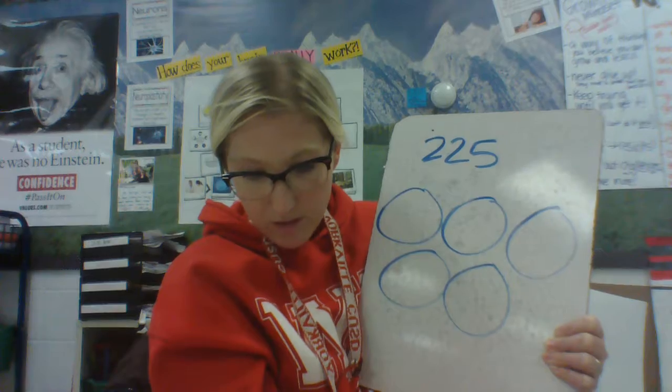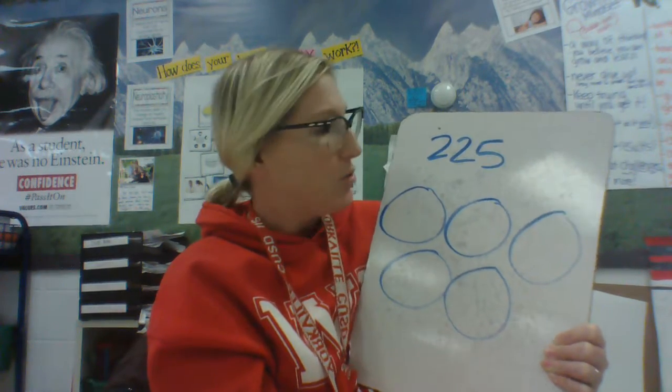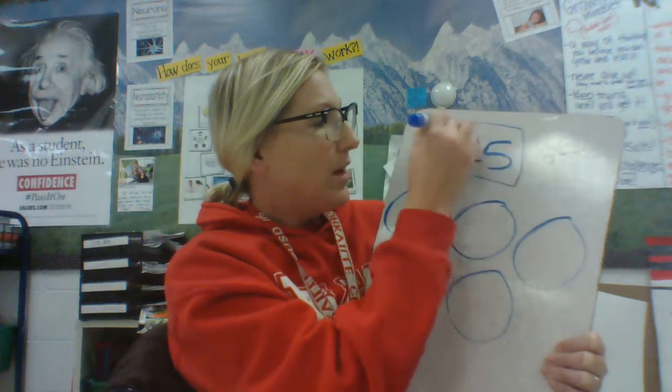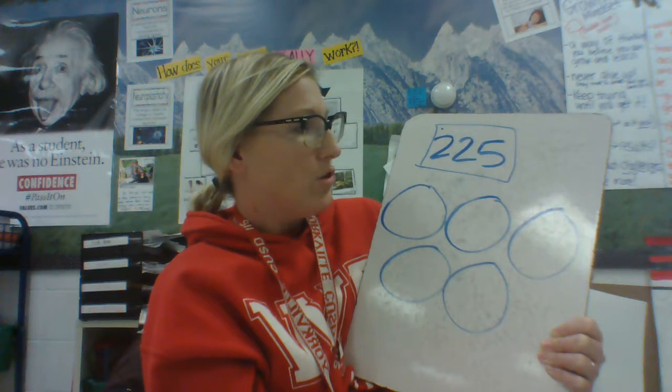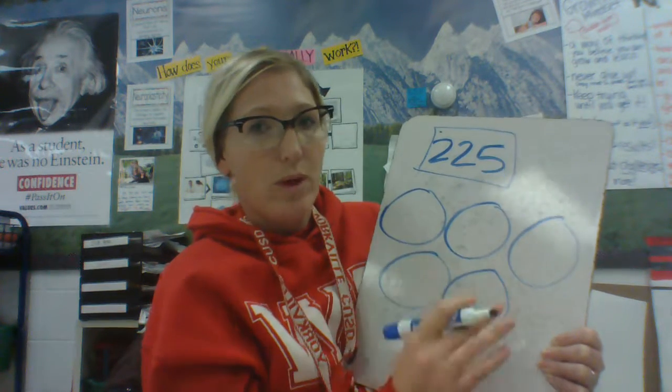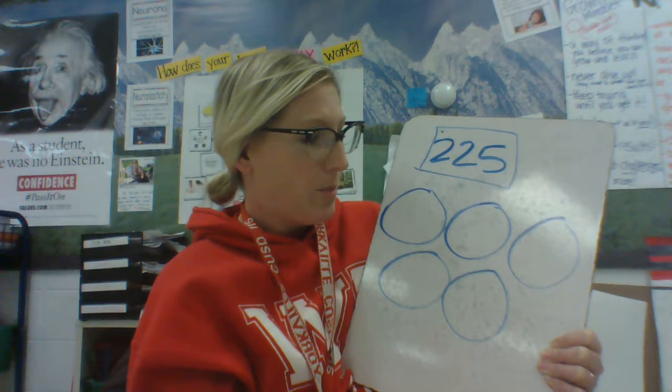Jason has 225 rocks in his rock collection. He divides the rocks into 5 equal piles. So now we know we're dividing these rocks into 5 equal piles. How many rocks are in each pile? Well, I see I have 225 there. I am thinking that I don't want to count by one. That's way too much to pass out.